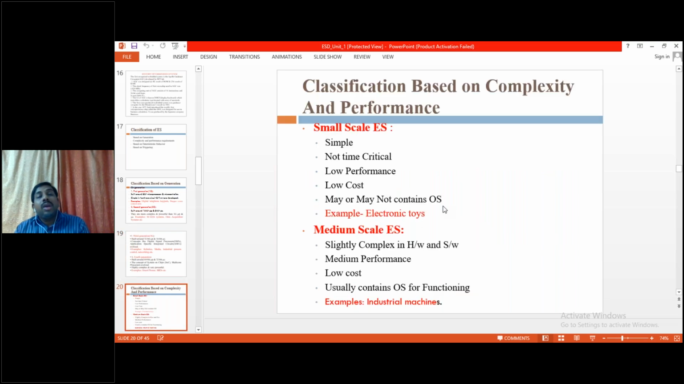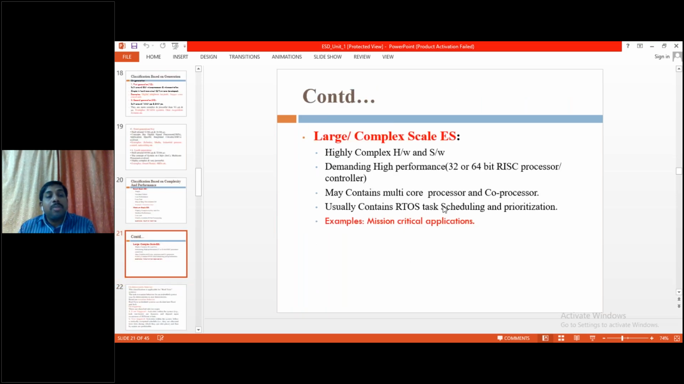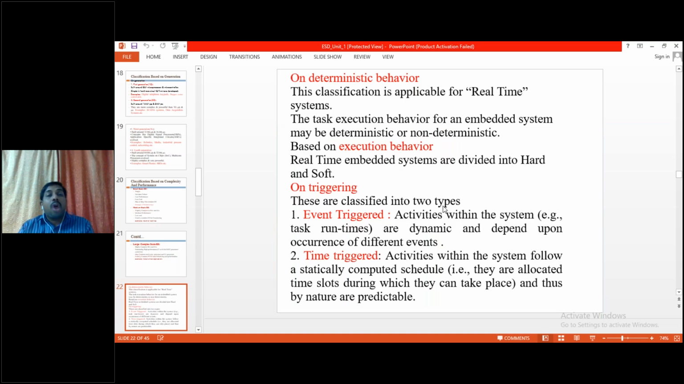Coming to classification based upon complexity and performance, it is small scale, medium scale, and large scale. Some examples were provided, which we covered in our previous class. The main content of this class is a topic called characteristics and quality attributes. As of now, we understood what an embedded system is and how it is classified: based on generation, complexity, and deterministic behavior, which is soft real time and hard real time, and based on triggering, which is event triggered and time triggered. You know this, but still go through our previous class to understand it.